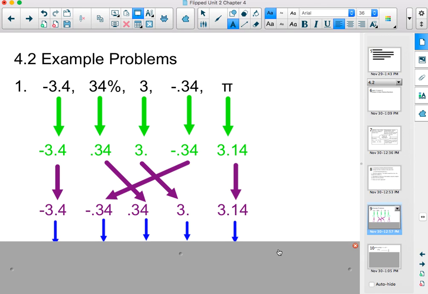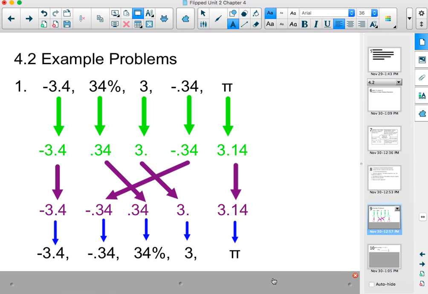Final part of my problem is to change those numbers back into their original form. This is the step that many students forget right here. They forget to put the numbers back into the original form. You can't get full credit on the problem unless you give me the numbers that I gave you in that order. So please make sure to do that. So my final answer here would be -3 4/10, -34 hundredths, 34%, 3, and pi.